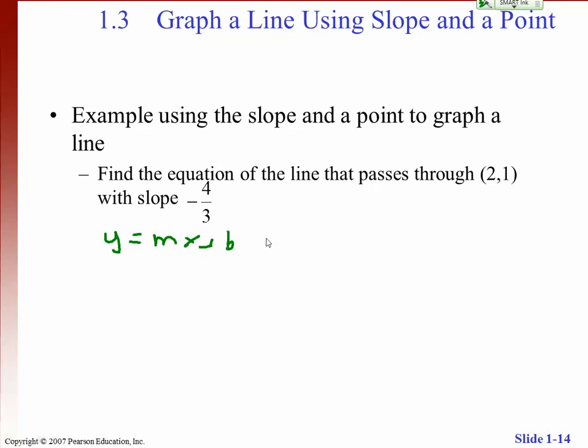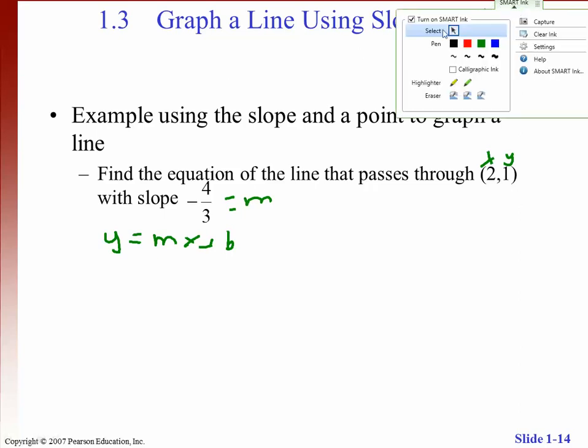Oh, my thing isn't working too good right now. But we know that this is my x and this is my y, and this slope is the m. Okay, so I plug those values in. For y, I get 1. It's not letting me.